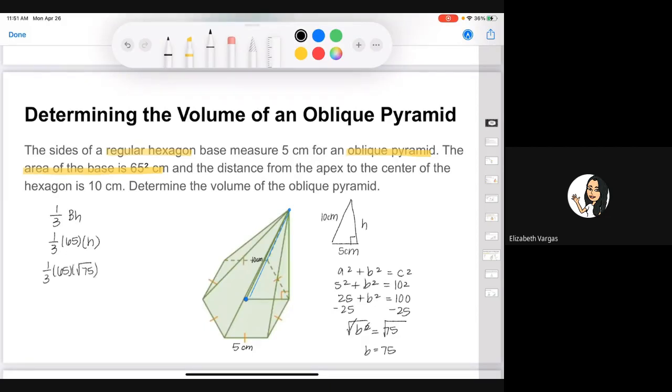And when I plug that into the calculator, I get approximately 187.64. So here I'm given the base, and I need to identify my height given the information that is shown to me, or given to me.